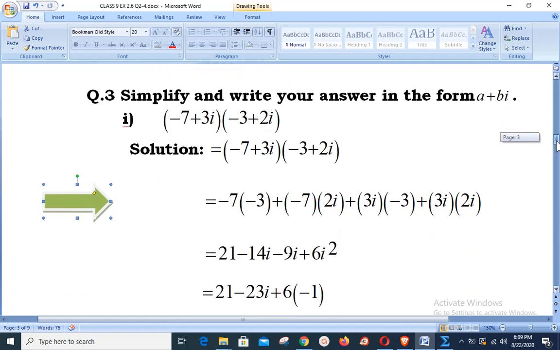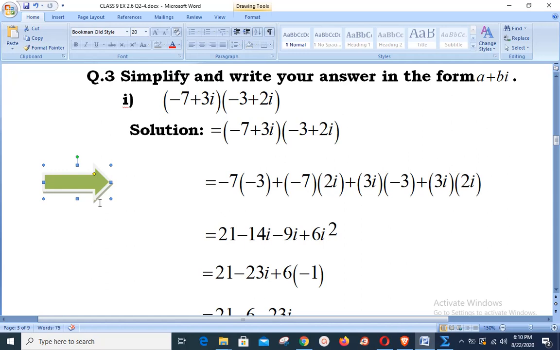In the next step, multiplying minus 7 into minus 3 results in plus 21, whereas minus 7 into 2 iota gives you minus 14 iota.